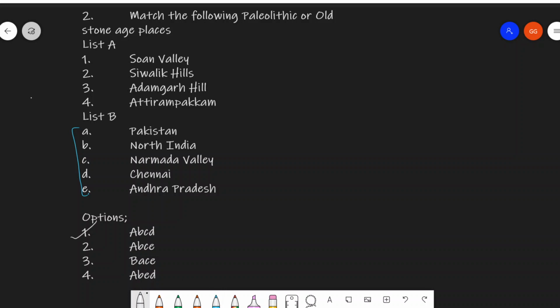Let's understand how. Son Valley is an important Paleolithic or Old Stone Age location which is basically present in today's Pakistan. Alright, then Shivalik Hill is today present in the north of India. Then Adamgarh Hill is present in Narmada Valley.